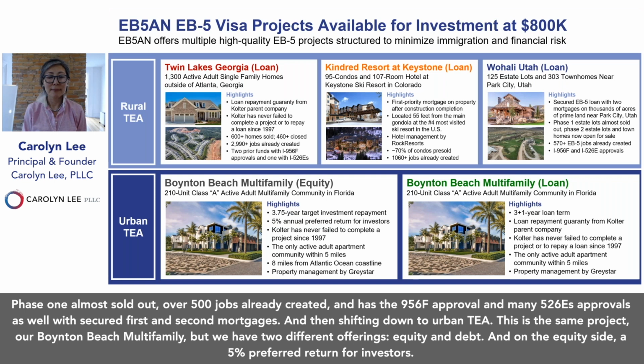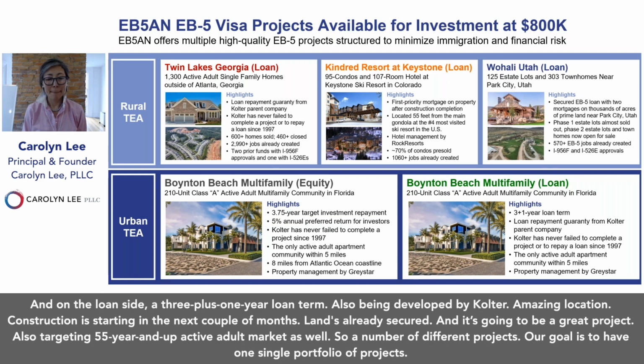And then shifting down to urban TEA, this is the same project, our Boynton Beach multifamily, but we have two different offerings, equity and debt. On the equity side, a 5% preferred return for investors, and on the loan side, a 3+1 year loan term. Also being developed by Coulter, amazing location. Construction is starting in the next couple of months. Land's already secured, and it is going to be a great project, also targeting the 55-year and up active adult market as well. So a number of different projects.